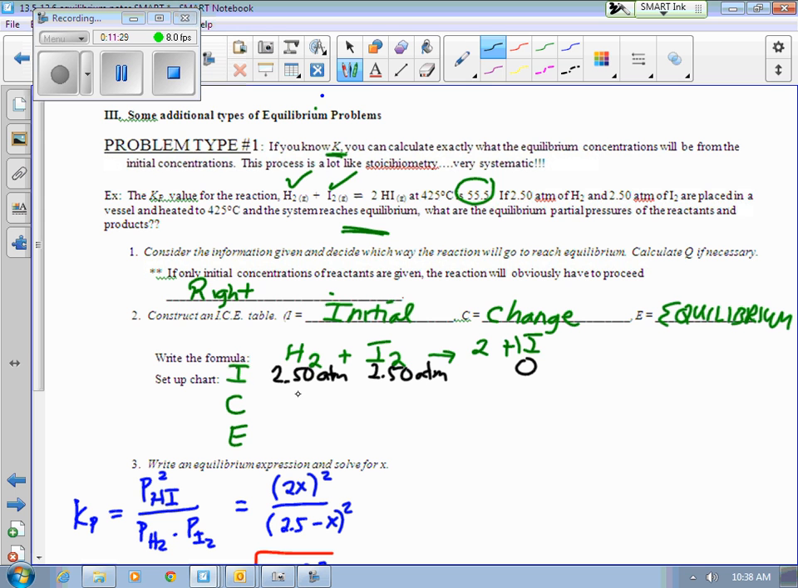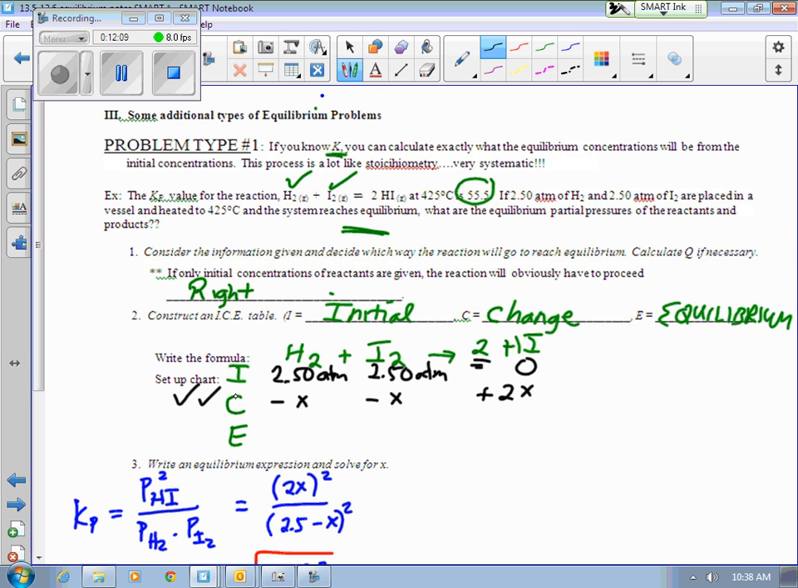So I already decided that this is going to proceed in the forward direction. So my H2 and my I2 are going to go down so that you can make some HI, so that's going to go up. By how much will the H2 go down? It's going to go down minus X. How much will the I2 go down? Well, since they're in a 1-to-1 ratio, it's going to go down by the same amount. And then here's the real catch. How much is the HI going to go up by? Well, that's that stoichiometry piece. It's going to go up, so we're going to use plus, by 2x, because of this 2 in front. All right, so a little bit of stoichiometry always comes out in this change row.